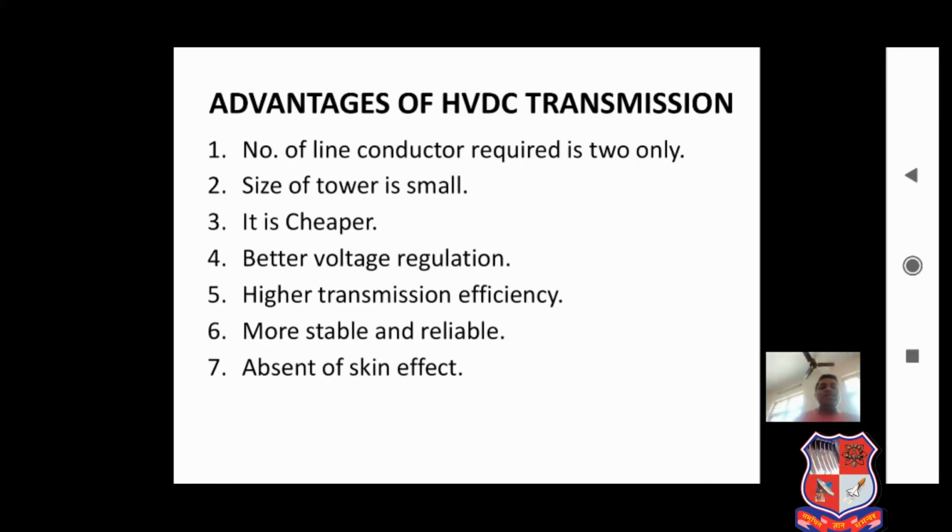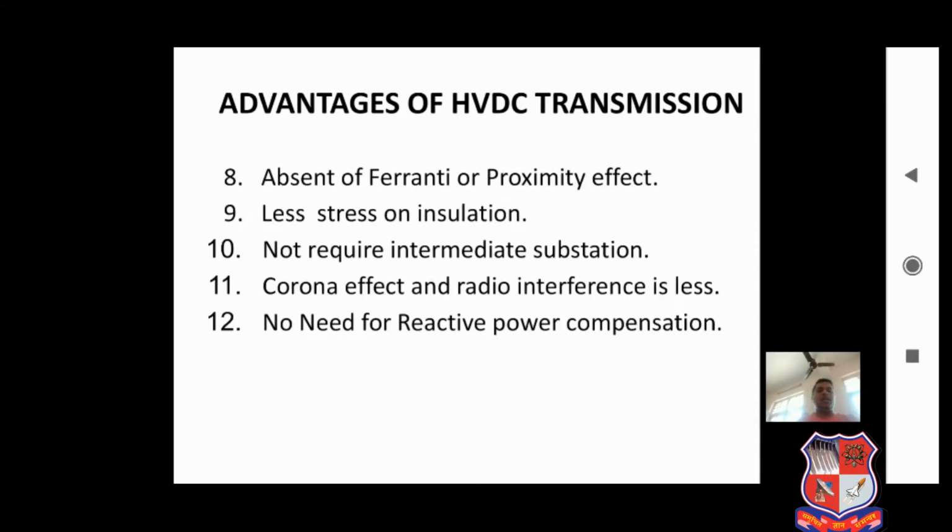Better voltage regulation is obtained. Higher transmission efficiency is obtained because the losses occurring in the transmission line conductors are reduced. It is more stable and reliable. Absence of skin effect: obviously in a DC system, the DC current flows uniformly in the conductor, so there is an absence of skin effect. There is also absence of Ferranti and proximity effect.